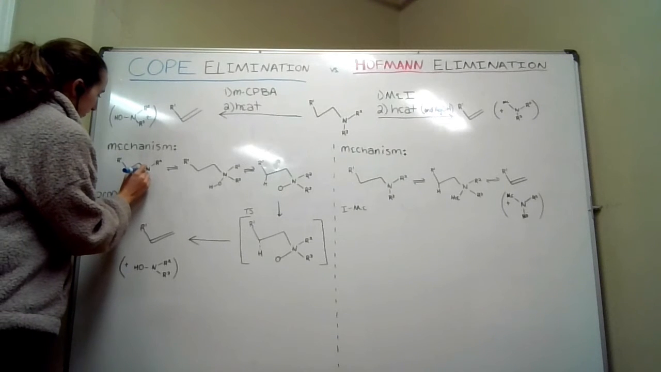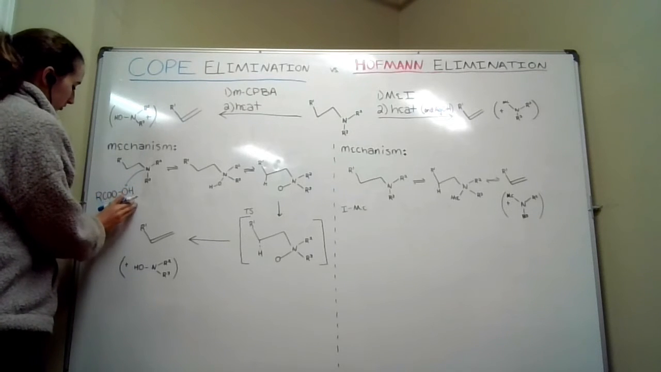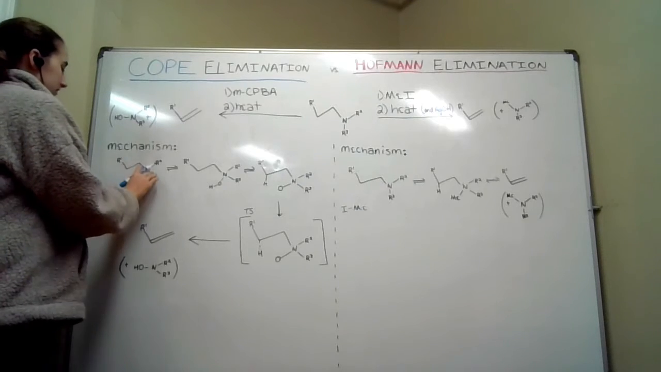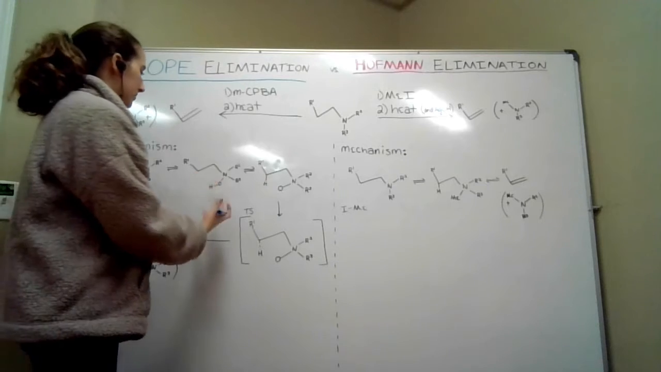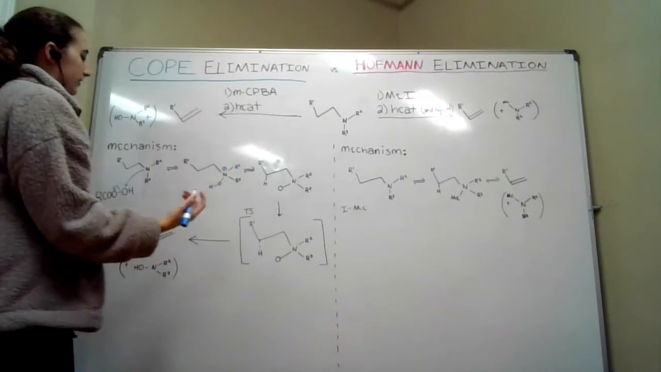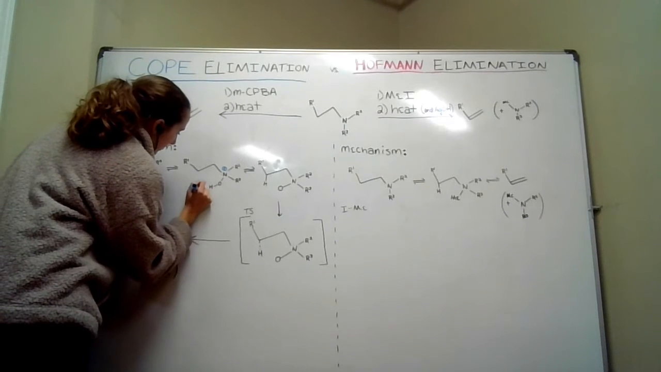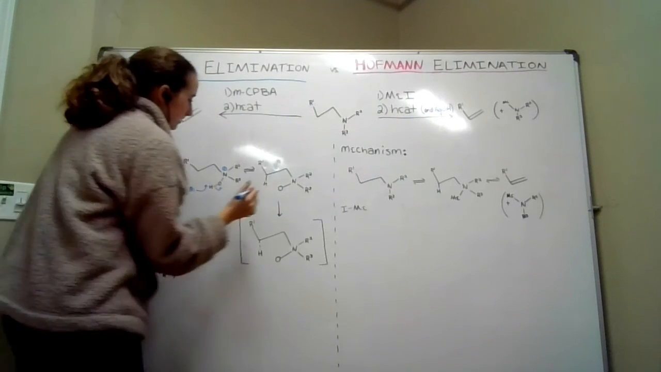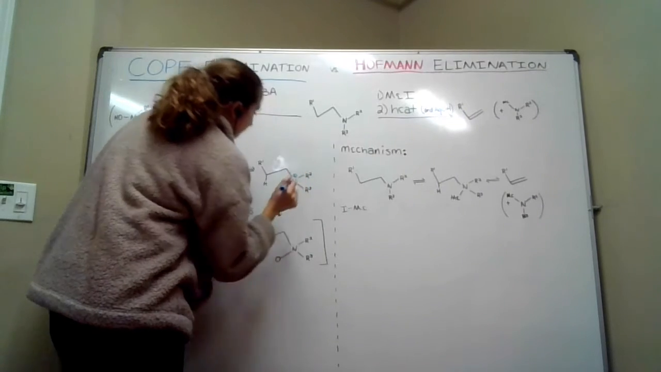So the lone pair of the nitrogen will attack the oxygen, the alcohol group of MCPBA. This gives nitrogen another bond, meaning it's a quaternary amine, and it has a positive charge. Now what happens is the base comes in and deprotonates the hydrogen on the alcohol. This means the oxygen is negative and the nitrogen is still positive.